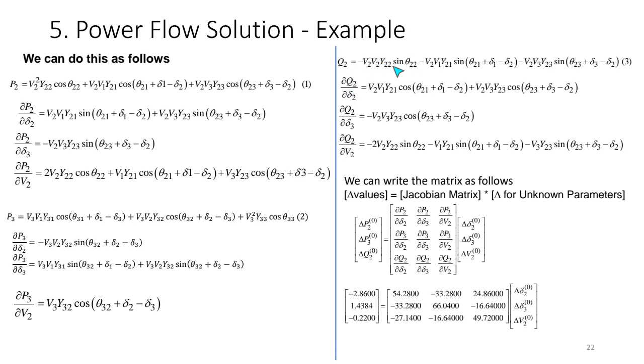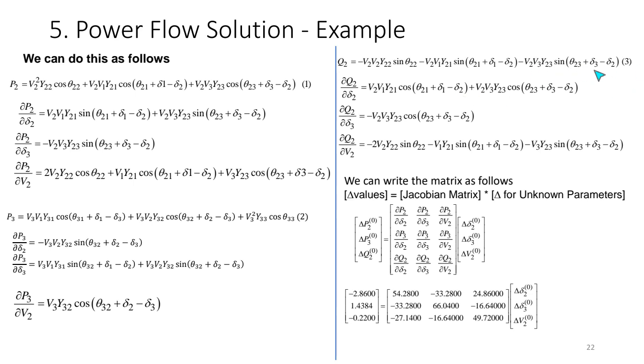For delta 2, there's no term here, so this becomes 0. In the second one there is a delta 2, this is a minus, and the minus becomes minus 1, and the sine becomes cos. So this minus becomes plus, and this sine becomes cos. So V2, V1, Y12, cos of theta 1 plus delta 1 minus delta 2.